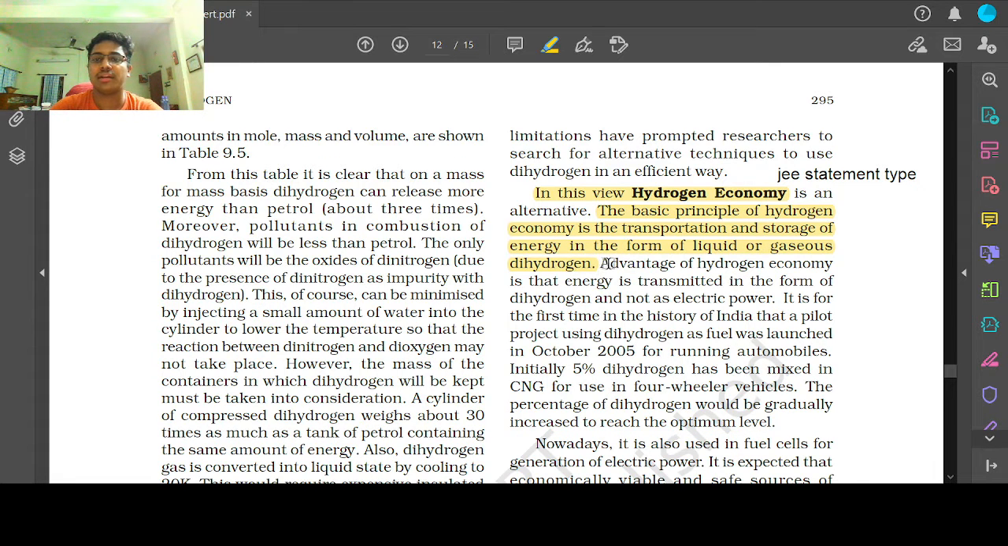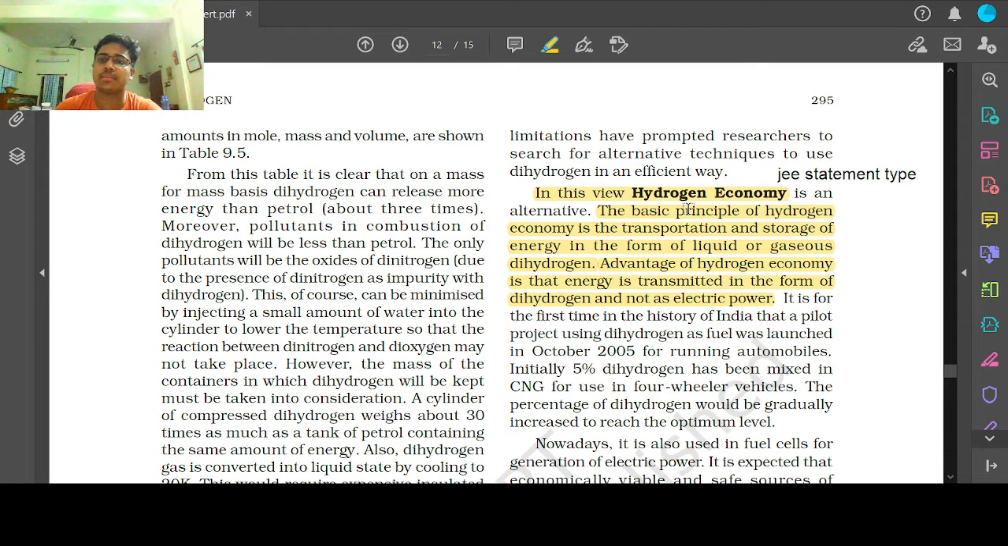Okay, so the advantage of hydrogen economy is that energy is transmitted in the form of dihydrogen and not as electric power. This is one advantage. You might get this in boards. Because it is transmitted in the form of dihydrogen and not as electric power, it doesn't require any wires or anything. And we need to understand what hydrogen economy is.